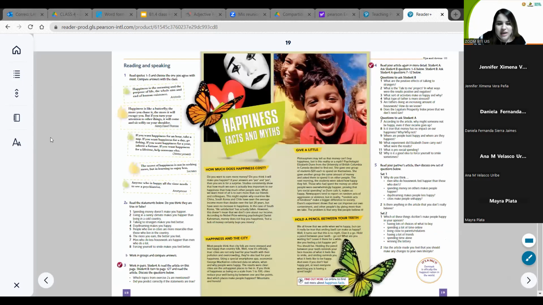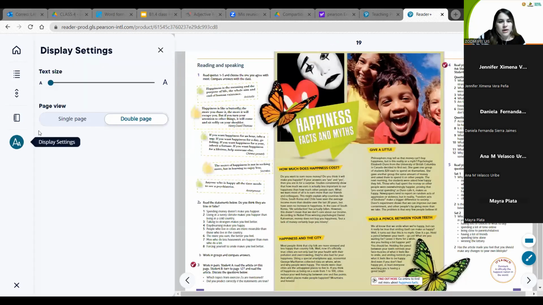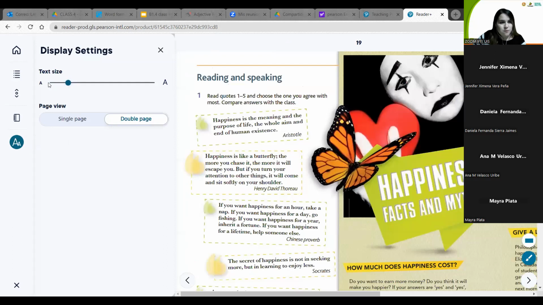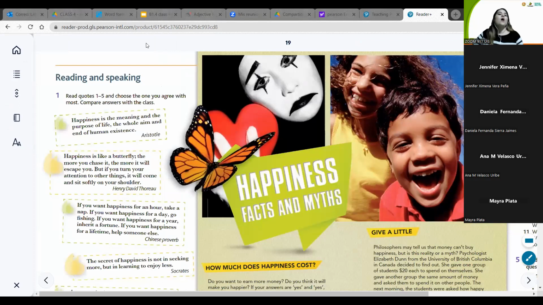So we are going to page 18 and 19. Let's take a look at this part about reading and speaking. We're going to read these quotes that we have here. Read quotes from 1 to 5, and choose the one you agree with most. Then we're going to compare our answers with the class. Is there a person to read the first quote, please? Me, teacher. Okay, Daniela, go ahead.